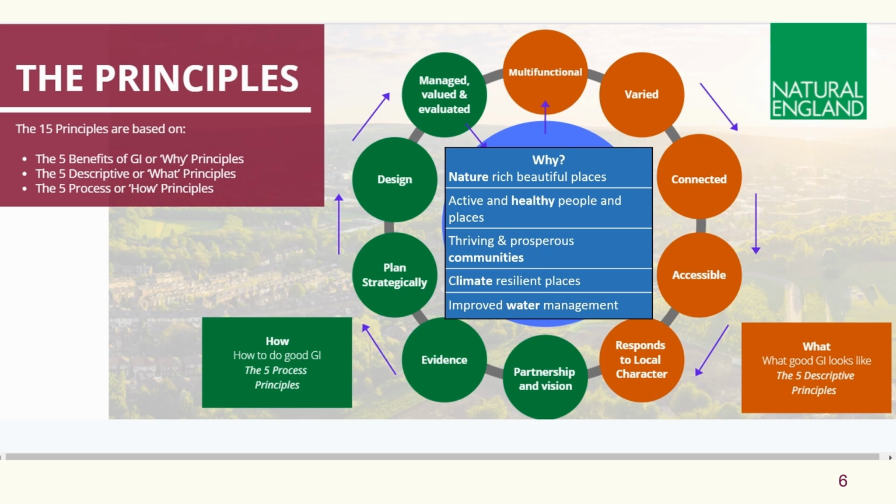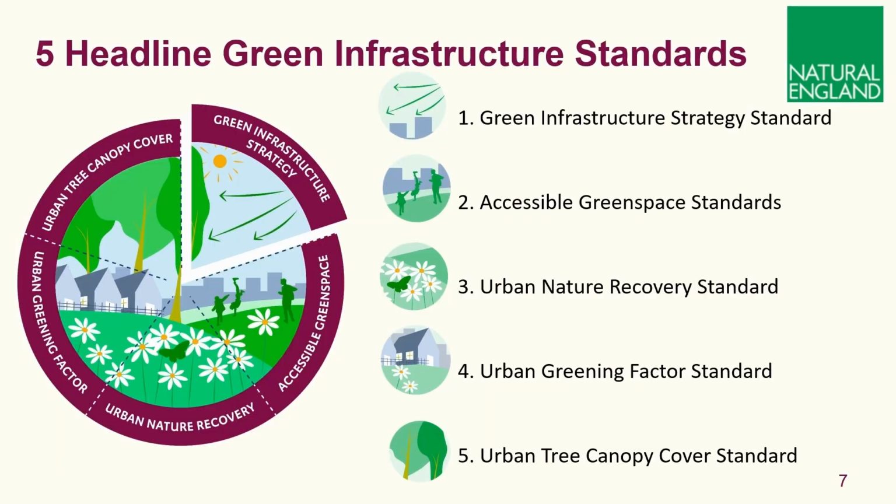And there are 5 descriptive principles in the orange circles describing what good GI looks like. So multifunctional, varied, connected, accessible, and responding to local character. And then finally 5 how or process principles in green: partnership and vision, evidence, planning strategically, good design, and well managed, valued and evaluated. And we've got full information about the principles on the website.